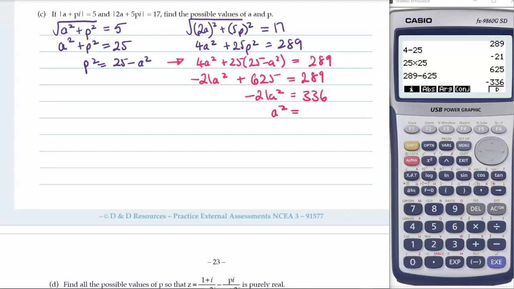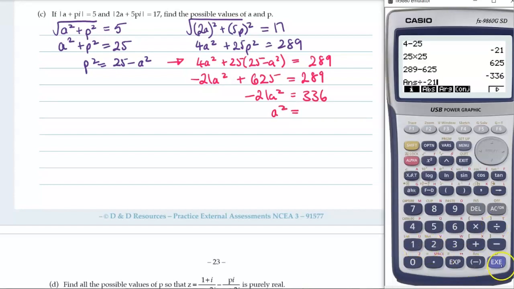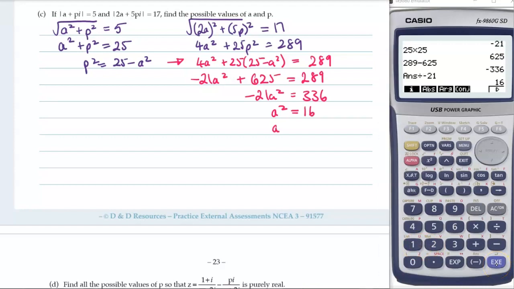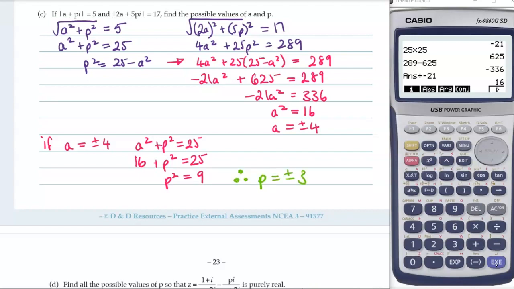So a squared, if we divide by negative 21, is 16. So a would be plus or minus 4. So if a is plus or minus 4, we have a squared plus p squared equals 25. So that makes 16 plus p squared is 25. p squared equals 9 in that case. So then we have p equals plus or minus 3.